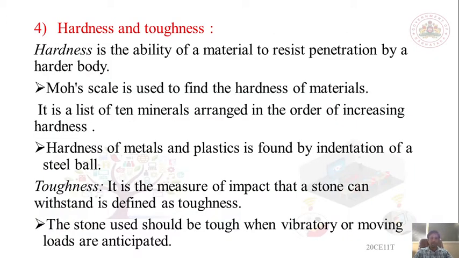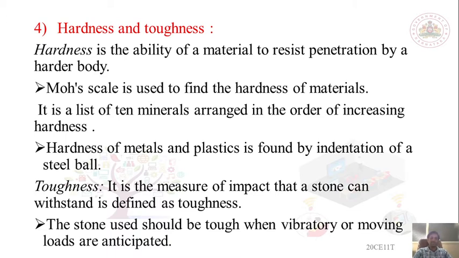Hardness and toughness is one more important parameter where we can find the characteristics of the stone as well as our requirement. Hardness is the ability of the material to resist penetration by harder bodies. Ability of the material to resist penetration by harder bodies. So the Mohs scale is used to find the hardness of the material. There are two things in civil engineering: Mohs scale and Mohr circle.